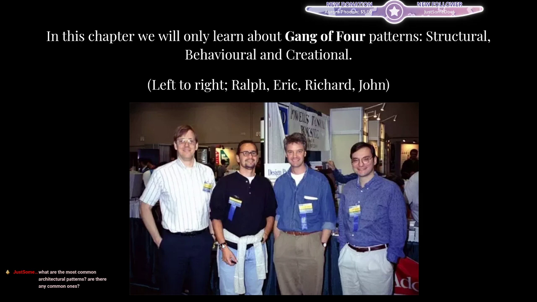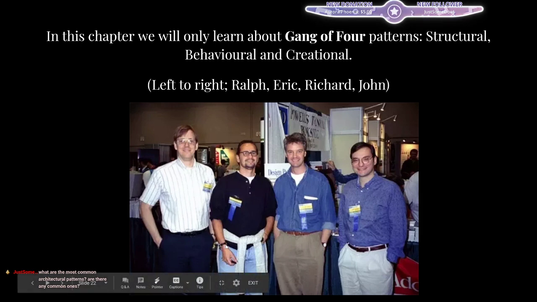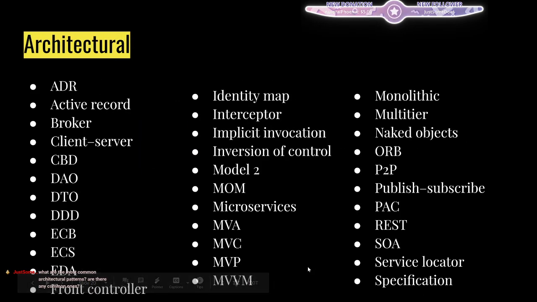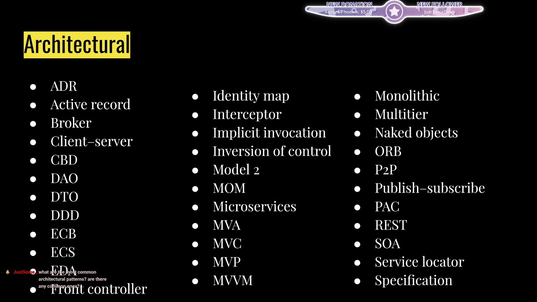Just some dude asked, what are the most common architectural patterns? Are there any common ones? Let me quickly go back to the slides and think about it. Data access object, data transfer object, you use those all the freaking time. All the time. Always. So it's always there.